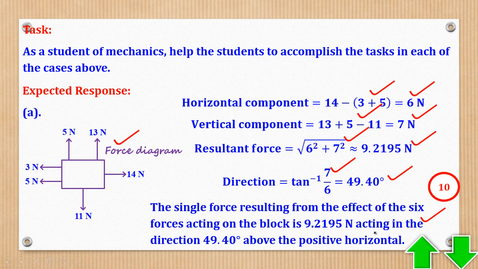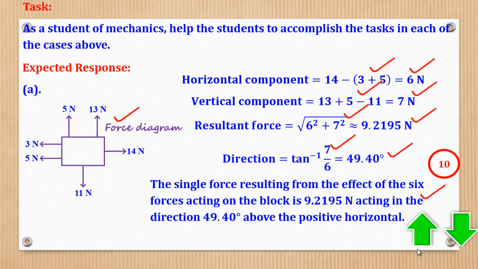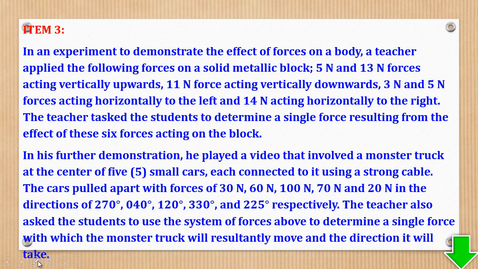Task B, they said we are also going to get the resultant of these forces acting on this monster. So here we need to get the corresponding 30 Newtons in the direction 270, that is bearing. Then 60 Newton bearing is 040, 100 Newton bearing is 120, 70 Newton bearing is 330 degrees, and 20 Newton bearing is 225.